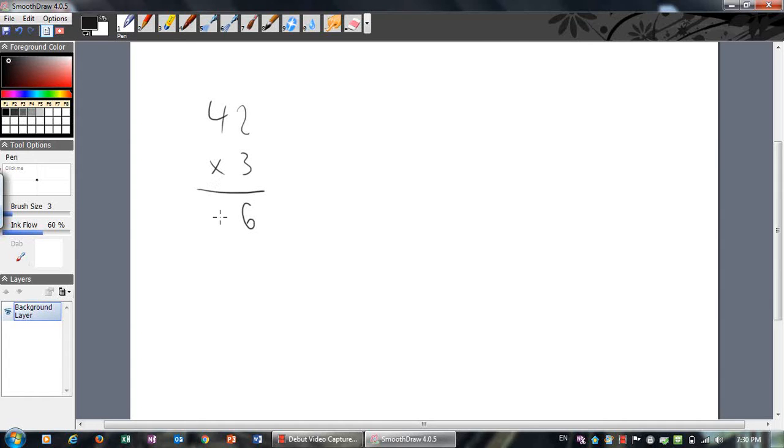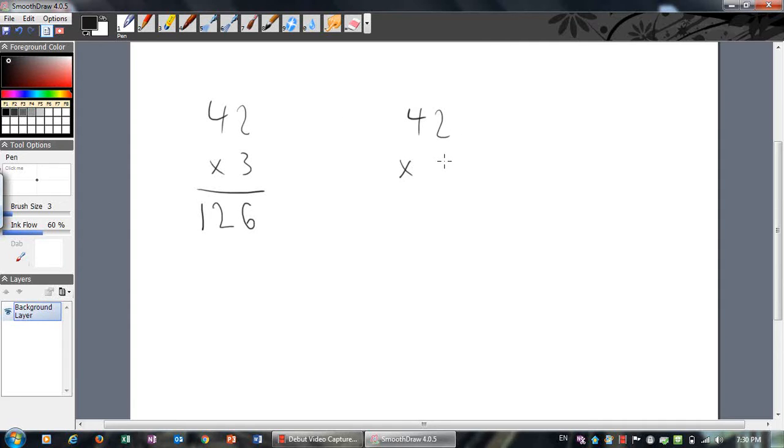How many are going to be in the tens column? We're going to have 4 times 3. So we're going to have 12 in the tens column. So we're going to write 12 in the tens column. But of course, because we're writing 12 in the tens column, that one spills over into the hundreds column. And so we end up with 126. Hope that makes sense. Let's try something a bit bigger.